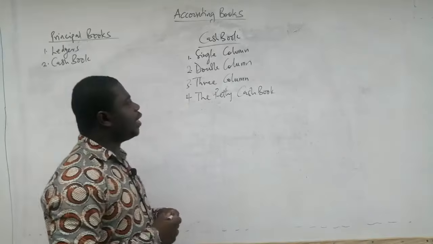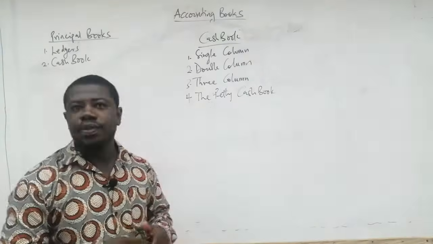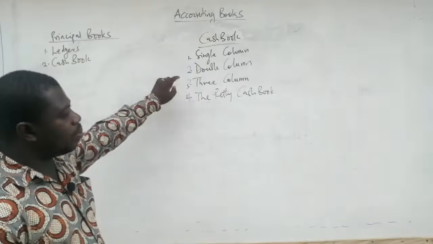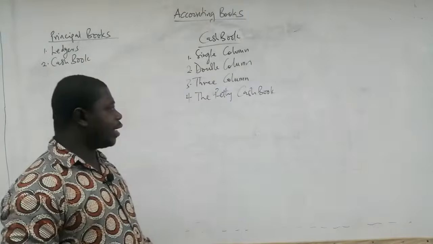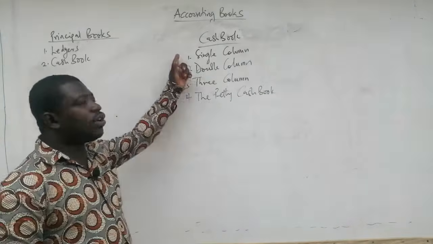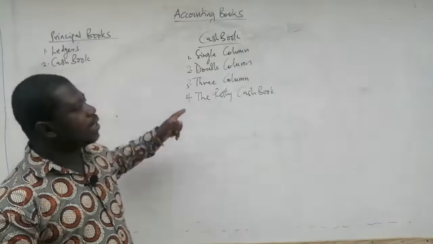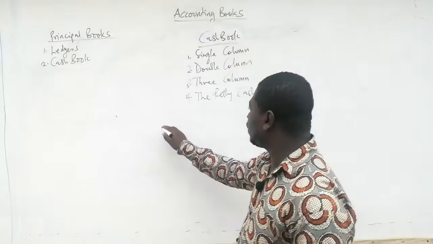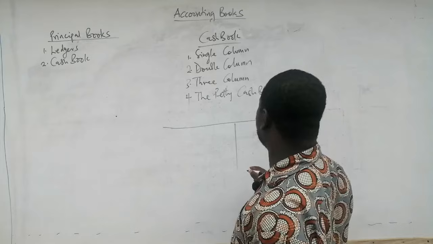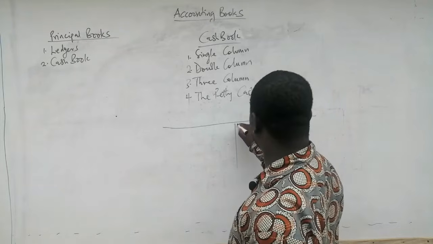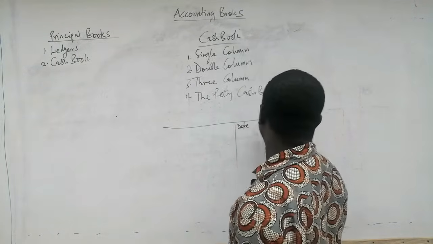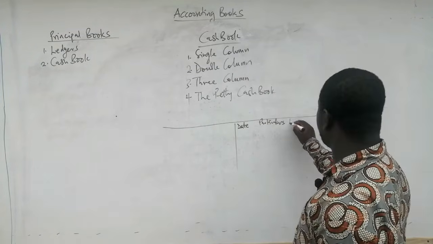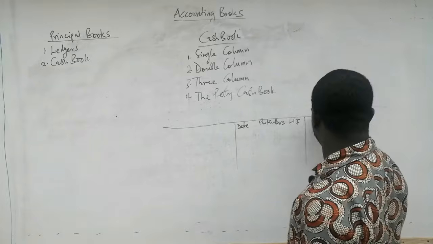And so these are the types of cash books that we have: a single column, the double column, three column, and then the petty cash book. Now, the single column cash book is a cash book that has only one column for amount. So usually when you have a cash book, you have a column for dates, a column for particulars, and then maybe your ledger folio, and then the amount column.